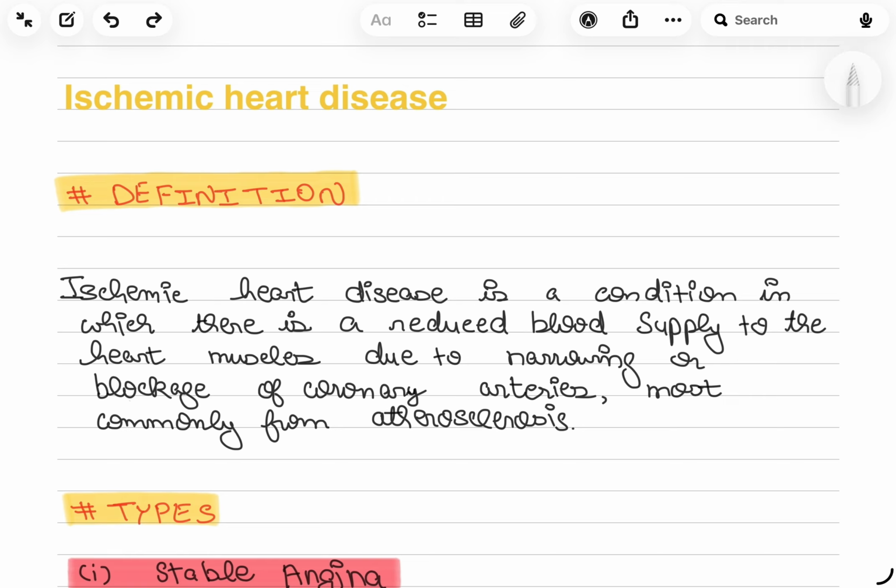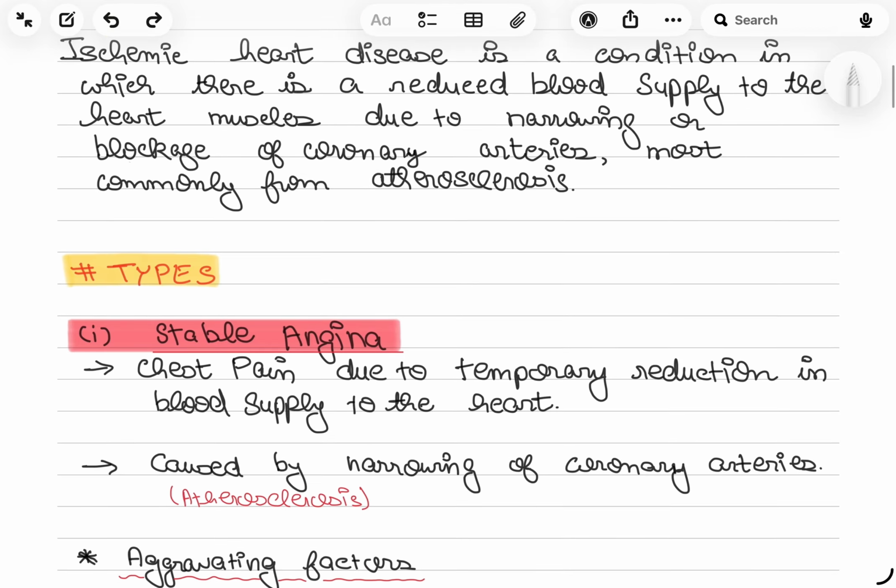Ischemic heart disease is a condition in which there is a reduced blood supply to the heart muscles. This is the first sentence. Second sentence is due to narrowing or blockage of coronary artery. Why does the blood supply in the heart muscles reduce? It reduces due to the narrowing or blockage of coronary arteries, most commonly from atherosclerosis.